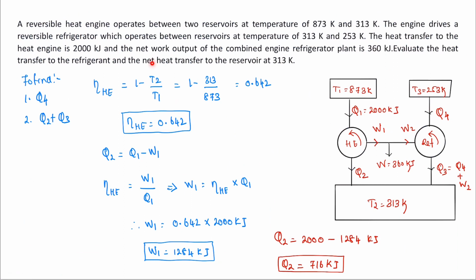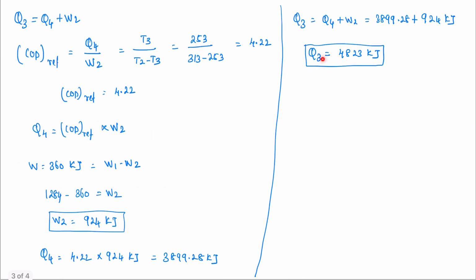Now we have found the value of Q3, and as per the question we have to evaluate the heat transfer to the refrigerant and the net heat transfer to the reservoir at 313 Kelvin. We have to find the net heat transfer to the reservoir at 313 Kelvin, which is nothing but Q2 plus Q3. We have found the value of Q2 as 716 kilojoule, and we have also found the value of Q3.